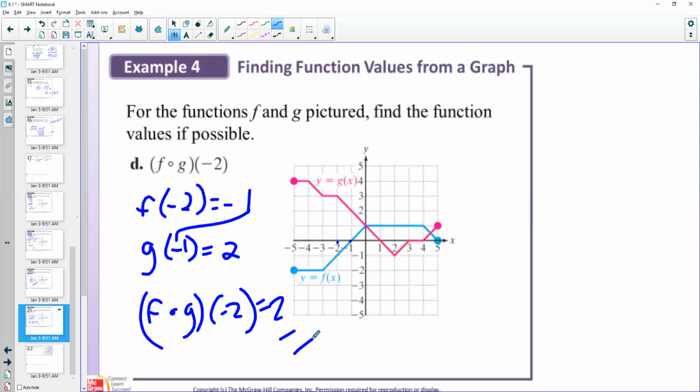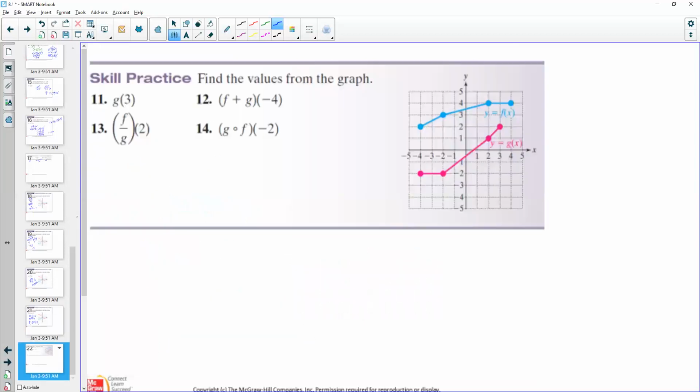All right, you try these. These are practice for you. Number 11 should be 2. Number 12 should be, the plus 1 is 0. Oh, sorry, 12. 0. 13 is 4 over 1. And 14 should be 2.